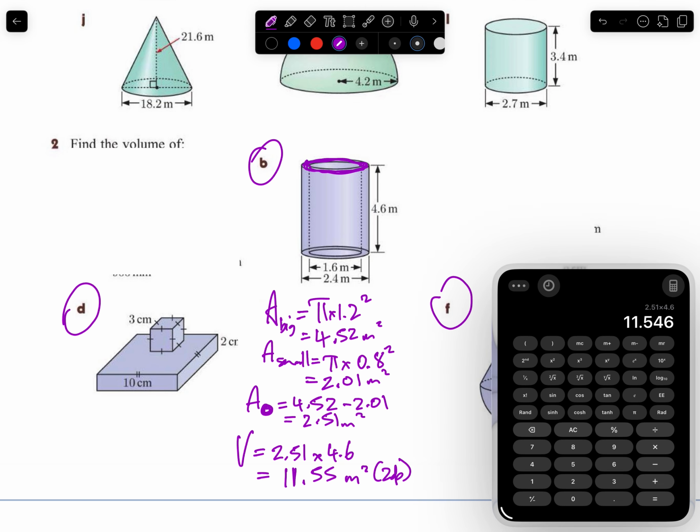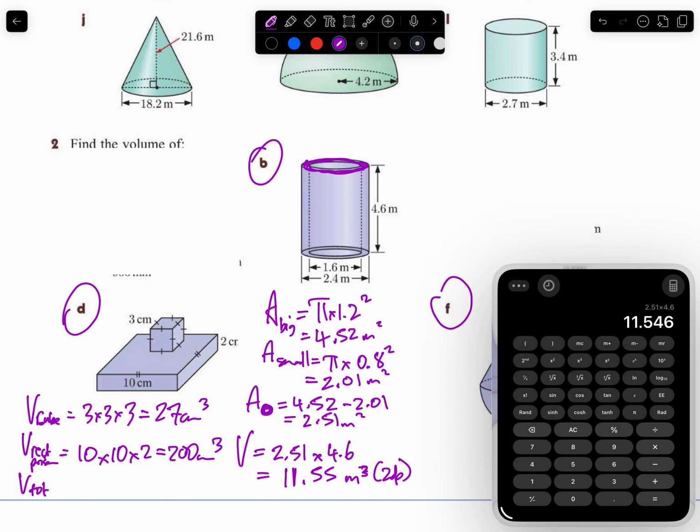D, you have a cube on top of a rectangular prism. So you just find the volume of the cube. The cube equals 3 times 3 times 3 is 27 cubic. Sorry, this one was cubic meters, not square meters. 27 cubic centimeters, and then the volume of the rect prism is going to be 10 times 10 times 2, 100 cubic centimeters. So V total is going to be 227 cubic centimeters.